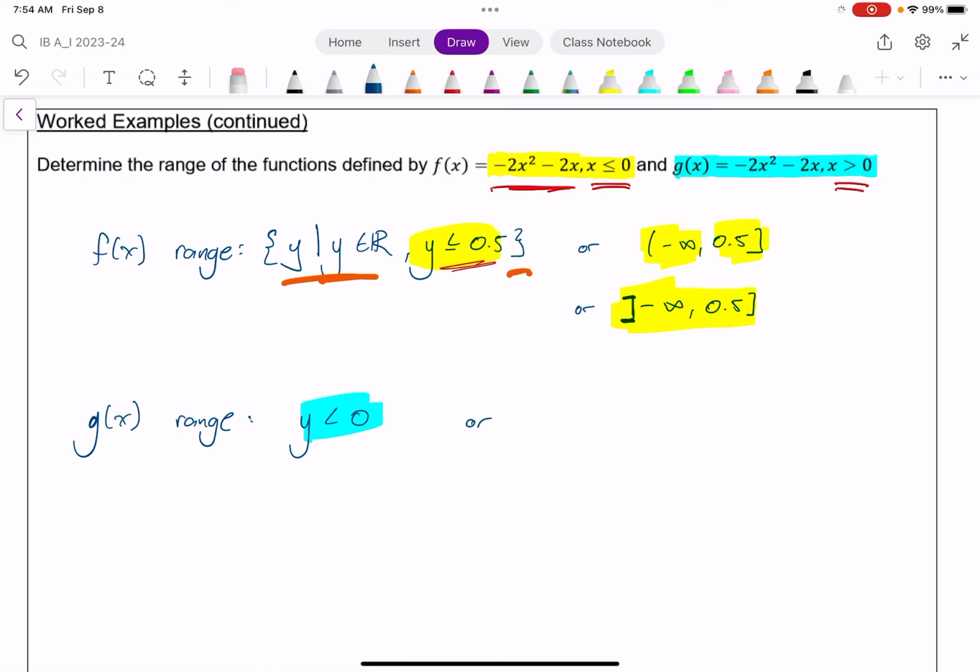Or using the other notation, if everything's less than 0, that means y can go down to negative infinity, which just means forever down, and it reaches 0 at the max, but doesn't actually quite reach 0, it gets infinitely close to 0. So using the notation you're probably more familiar with, I can go negative infinity up to 0, both with round brackets.